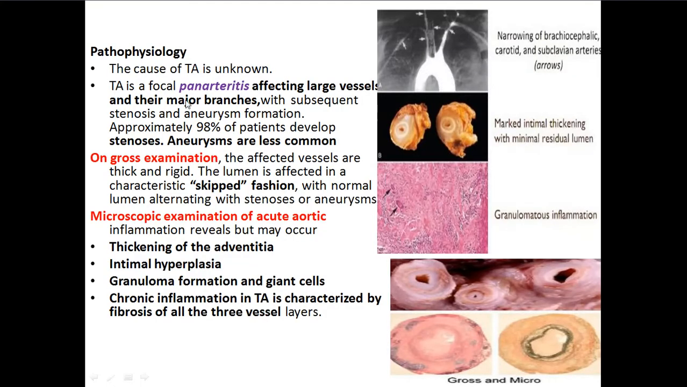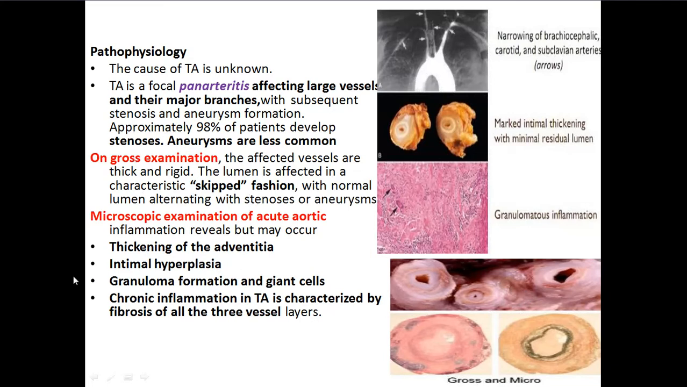So the pathophysiology of Takayasu arteritis is not known, and it's a focal pan-arteritis affecting large vessels and their major branches with subsequent stenosis and aneurysmal formation. Approximately 98% of the patients develop stenosis. Aneurysms are very less common, but may also be seen. On gross examination, the affected vessels are thick and rigid, and the lesions are in a skipped fashion, with normal lumen alternating with stenosis or aneurysm. You can see the vessel here, there is a stenosed vessel here and there is normal in between.